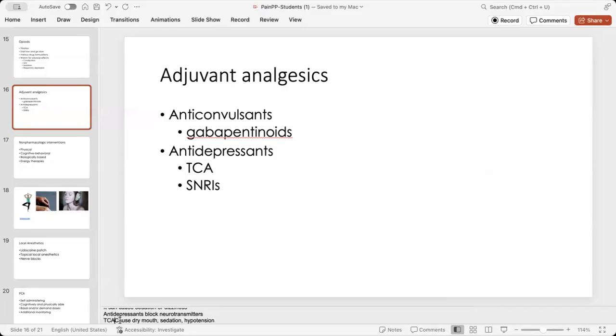Duloxetine is a big one. It is usually used for depression, but it can also be used for pain. Watch for nausea, sometimes weight gain, constipation, headache. So these can be used in combination, right, with other medications, kind of like I said, co-analgesics.